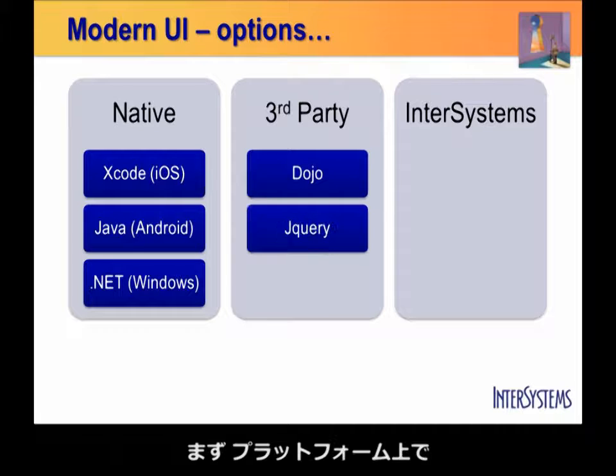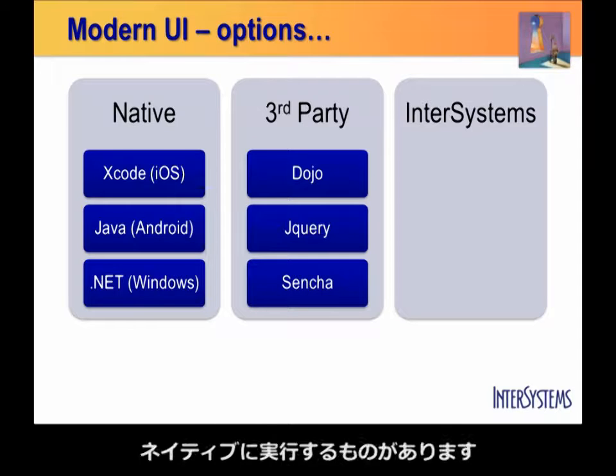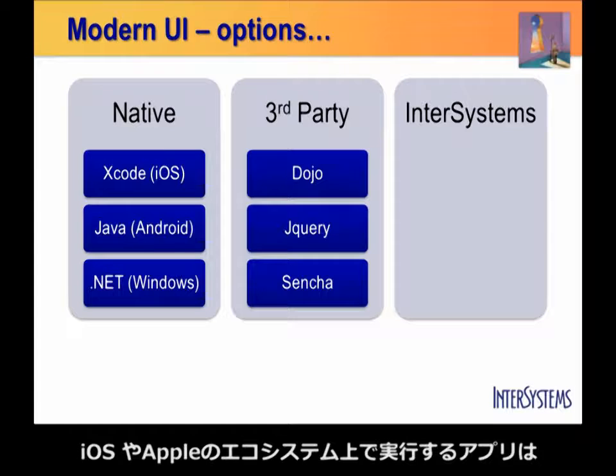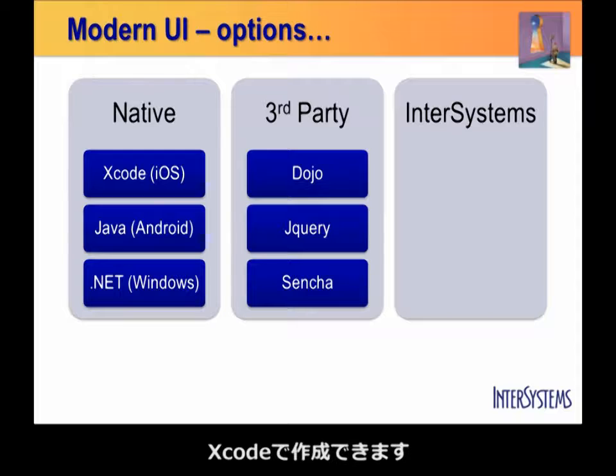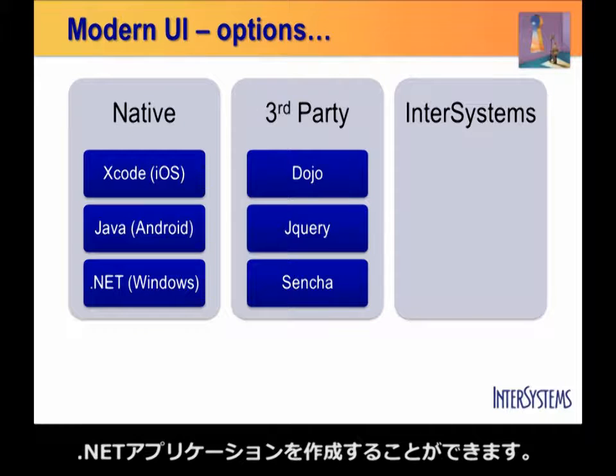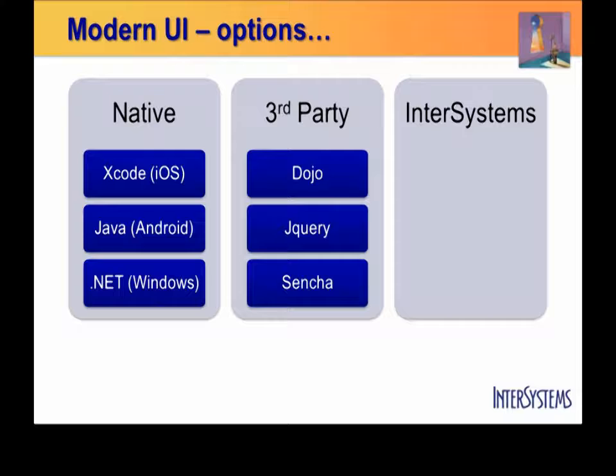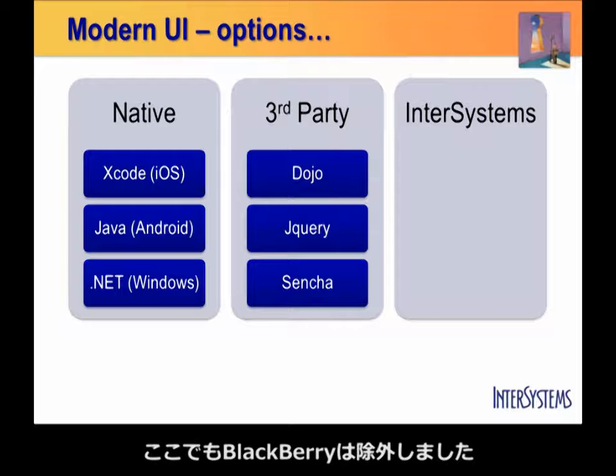So you could create something to run natively on a platform. You could use Xcode to create an application to run on iOS, on Apple's ecosystem, right? You could create a Java application to run on Android, or you could create a .NET application to run on Windows, okay? Again, see, no BlackBerry here.